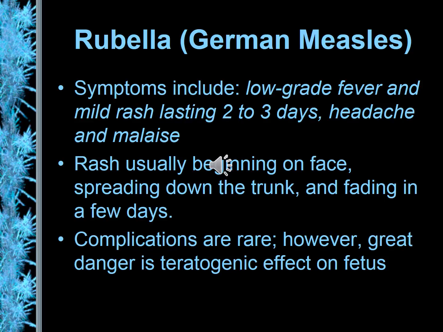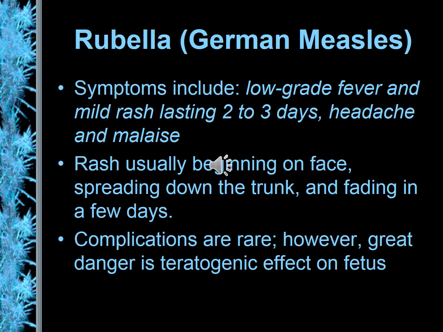So with rubella, and the other name for it is German measles, for the most part it's a pretty benign disease. Symptoms usually start with a low-grade fever and a mild rash that lasts 2 to 3 days, headaches. A lot of times these kids just complain they're kind of achy, if you will. And an easy way to remember rubella is to think head to toe, head, shoulders, knees and toes. The rash usually begins on the face, spreads down the trunk, and then fades within a few days. So think top to bottom with this disease process and the rash.